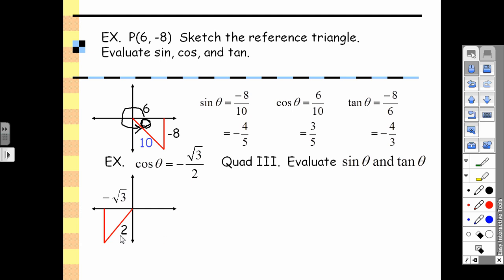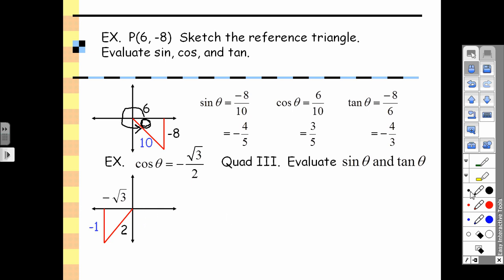Then you can use your Pythagorean theorem, or maybe you recognize the 2 and the √3 as being a part of a special triangle. It's part of the 30, 60, 90 triangle, right? So we know that this is going to be a -1. And that's the part right there that people, when they're calculating this length, they forget the negative, and then it messes up their answers, so be careful. Okay, so we are going to evaluate the sine and tangent of theta.